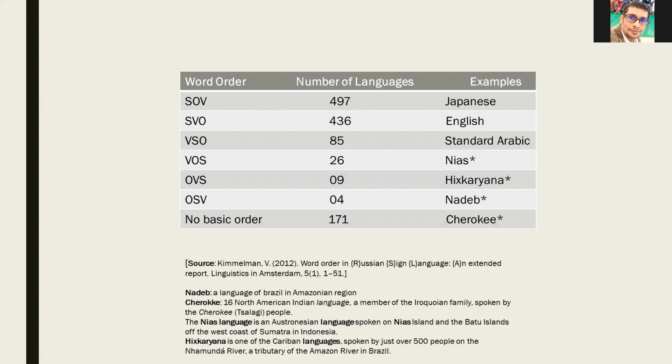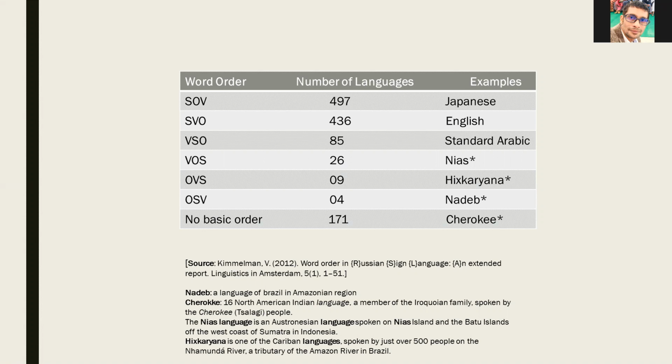Next one is OVS. This structure is used by only 9 languages, and they are mostly used by Hixkaryana. Hixkaryana is one of the Carib languages spoken by just over 500 people on the Nhamundá River, a tributary of the Amazon River in Brazil. It's one of the Brazilian types of language. Next one is OSV, that is object, subject, and verb, only used by 4 languages. The example is Nadëb. This is also a very uncommon language. And Nadëb is a language of Brazil in the Amazonian region.